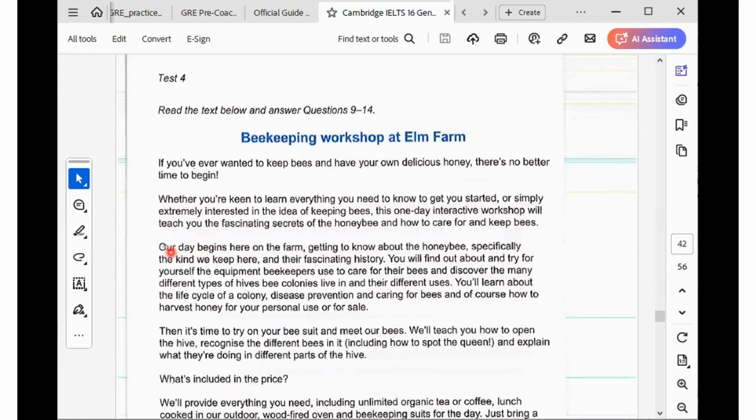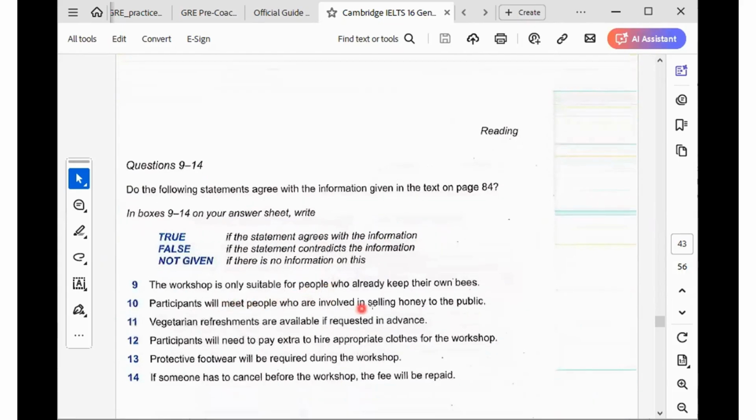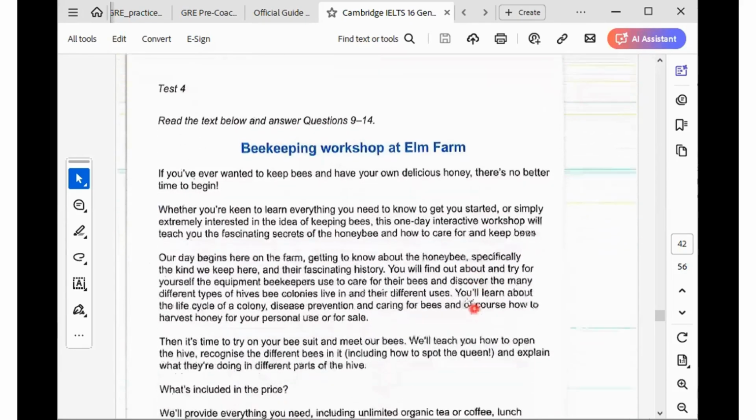Selling honey. Our day begins here on the farm, getting to know about the honeybee, specifically the kind we keep here. You'll find out about and try for yourself the equipment beekeepers use. You'll learn about the life cycle of a colony. They didn't talk about meeting people though. People selling honey to the public. I can't say anything about people selling honey to the public.